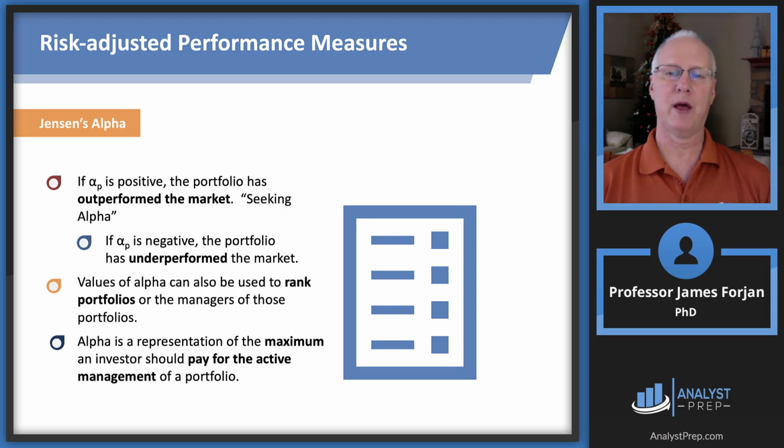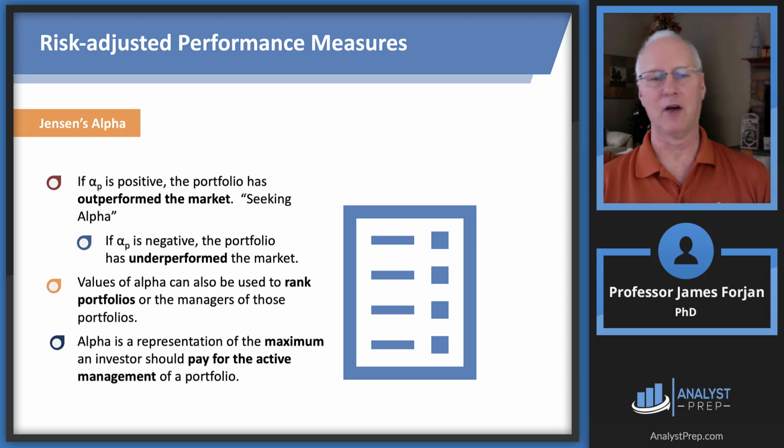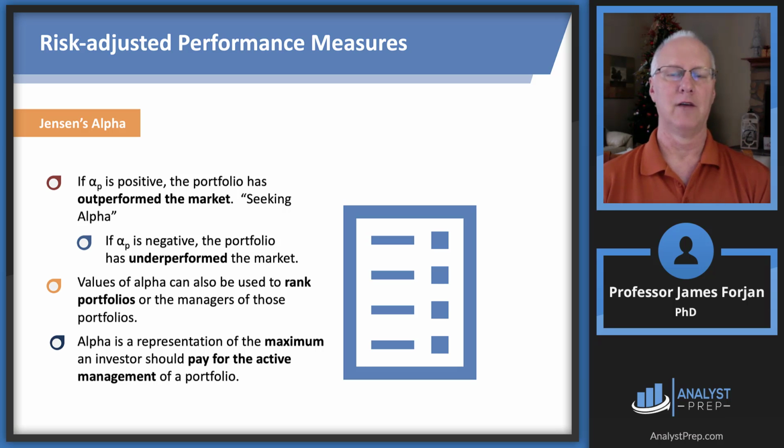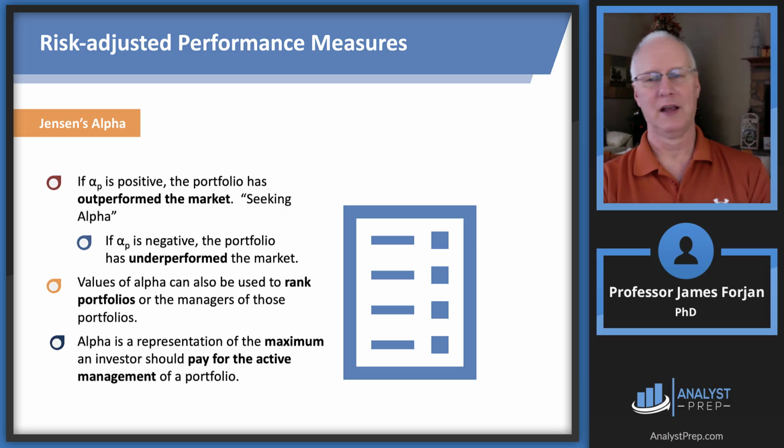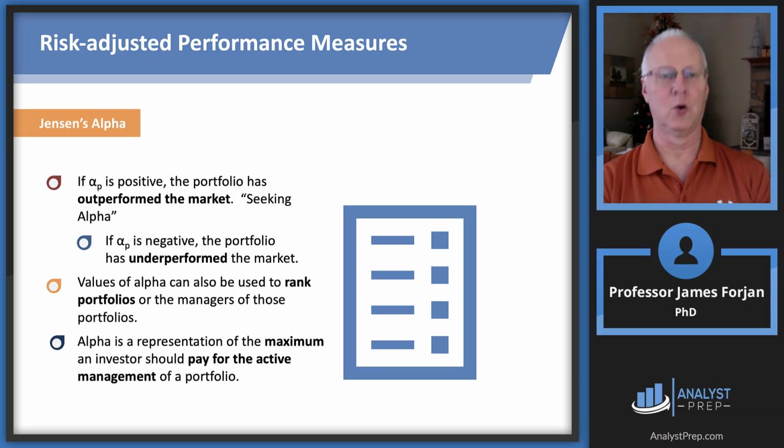And so remember that one discussion we had on scaling alphas, so you can rank them according to all different sorts of factors and different kinds of scales. And so look at the bottom circle point there. Alpha is a representation of the maximum an investor should pay for the active management of a portfolio. In other words, if the manager has an alpha of 5% and the manager is charging 20% for expense ratios and costs and fees and all that kind of stuff, then you should probably shake your head and say, why am I paying 20%?